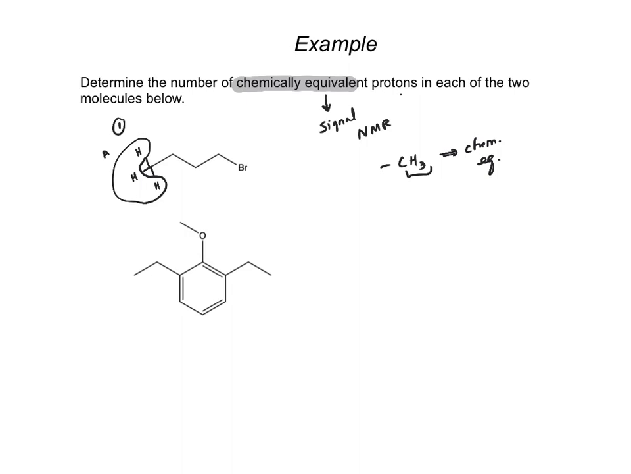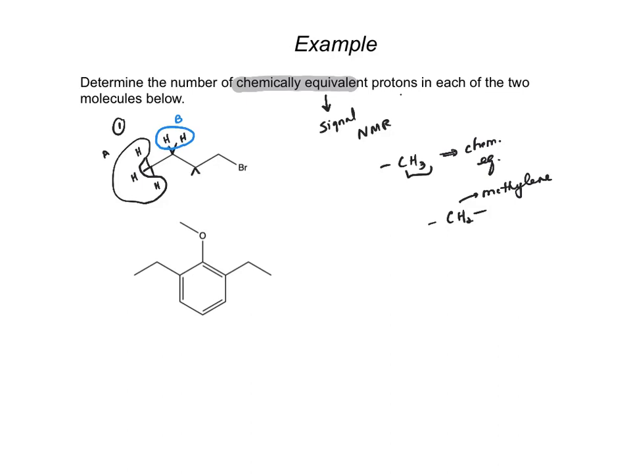Then it also told us that methylene, so this is CH2 groups, what we call methylene protons, are also going to be chemically equivalent as long as there is not a chiral center in the molecule. If we look at this molecule, we'll find there is not a chiral center. So this set of protons will also be its own set of chemically equivalent protons. These will be what we'll call B.